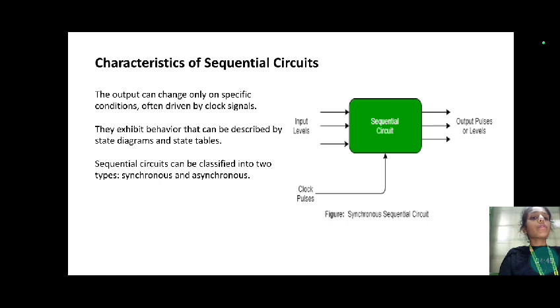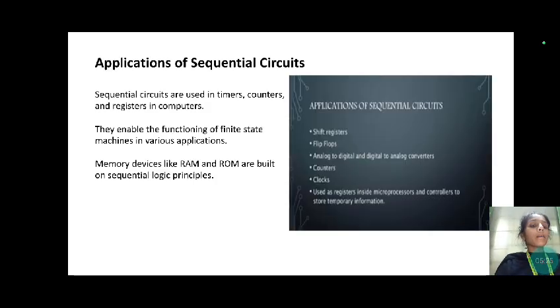Characteristics of sequential circuits: the output can change only on specific conditions, often driven by clock signals. They exhibit behavior that can be described by state diagrams and state tables. Sequential circuits can be classified into two types, synchronous and asynchronous. In sequential circuits, the clock is also there, along with input levels and output pulse levels, and they contain feedback also.